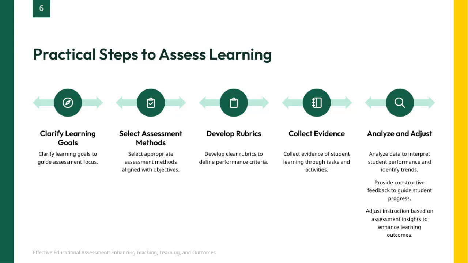To effectively assess learning, the first step is to clarify your learning goals. This ensures that your assessment is focused and aligned with what you want students to achieve. Next, you want to select assessment methods that match these objectives. Choosing the right tools helps you measure what truly matters. Developing rubrics is also crucial. Clear rubrics outline performance criteria, making expectations transparent for both you and the students.